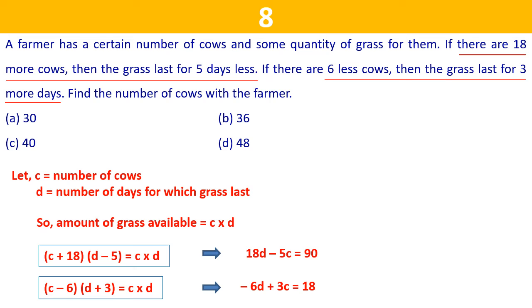Now there are 2 variables and 2 equations. You can easily simplify this and find the value of what is D and what is C. Solving this, the number of cows will come out to be 36.